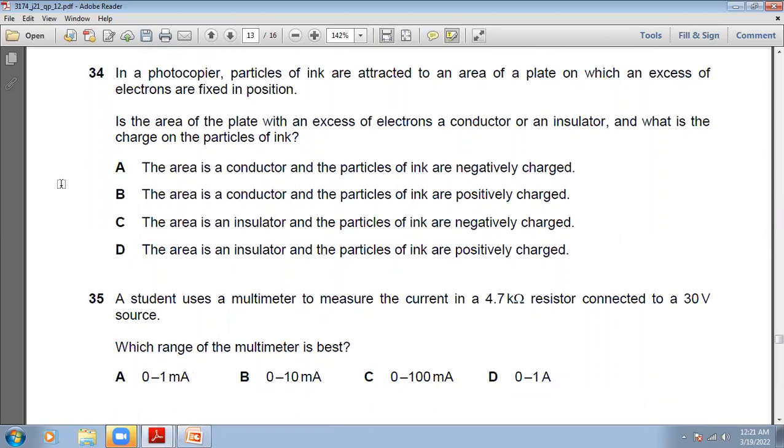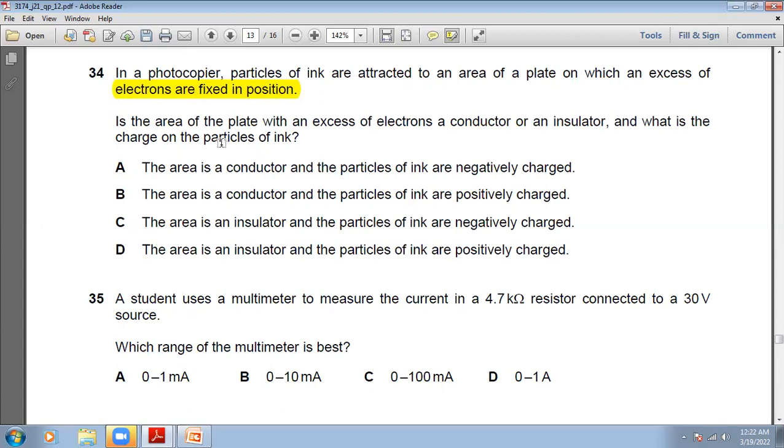In a photocopier, particles of ink are attracted to an area of a plate on which an excess of electrons are fixed in position. Excess of electrons fixed in position means that on a local place there are electrons. So on a certain portion of the body there are electrons, and that is only possible if it's an insulator. Is the area of the plate with an excess of electrons a conductor or an insulator? Because the electrons are on a fixed position, so in a fixed area, that is an insulator.